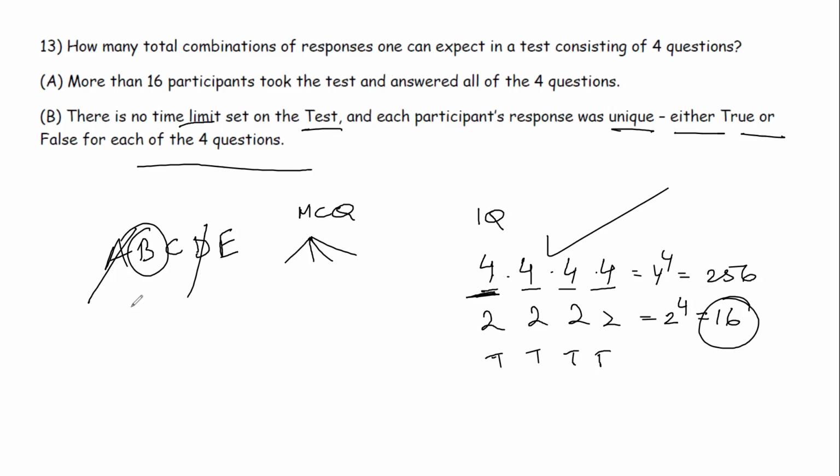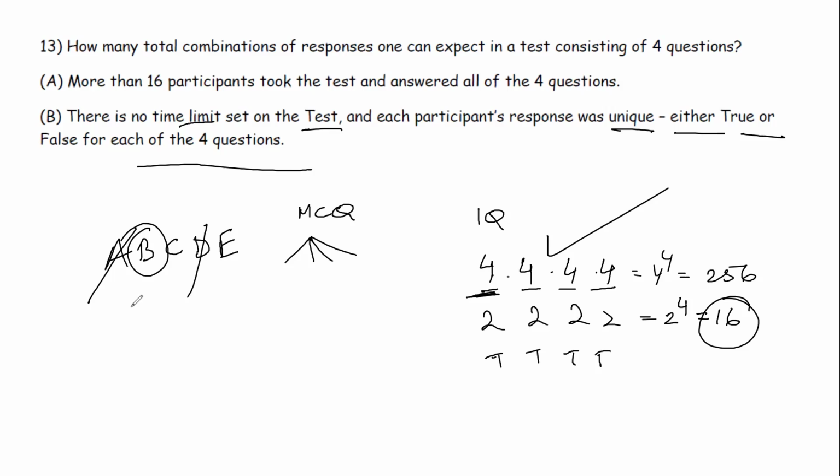It is not saying with the participants, because if there are 16 participants and all of them are answering correctly, then there's only one possible combination, right? True, false, true, false. If true, false is the answer in that order, then that's the only combination. So whether it's one participant or 16 participants, it doesn't matter, because if all the 16 participants got it right, we can expect only one possible combination. All right.